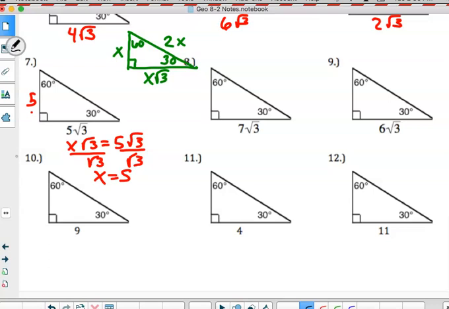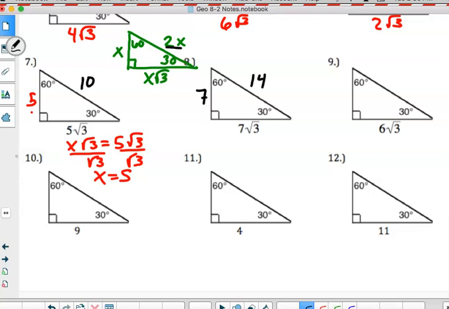My longer side, which is my hypotenuse, is my short leg doubled. 5 times 2 is 10. That's what that says. Well, great. Now, I can find the values of the other parts of the triangle. This is 7 the square root of 3. This must be 7. This must be 14.